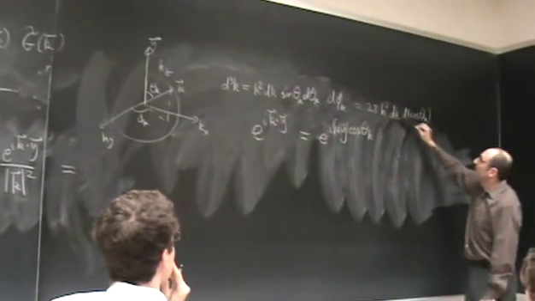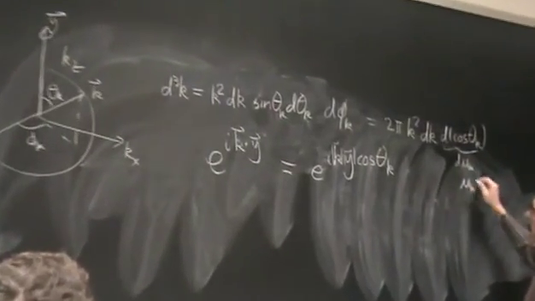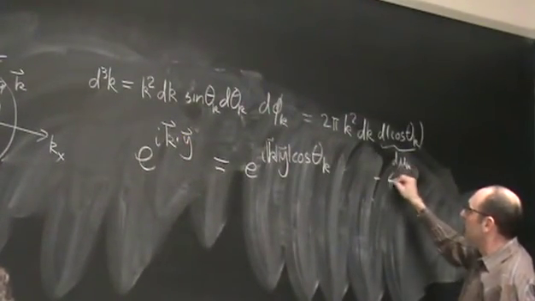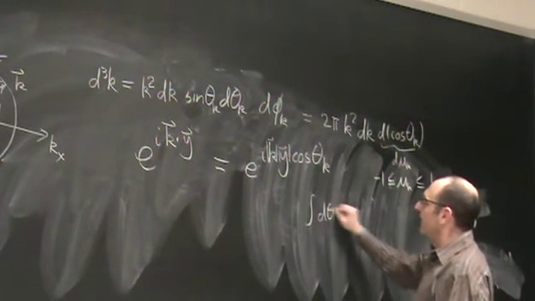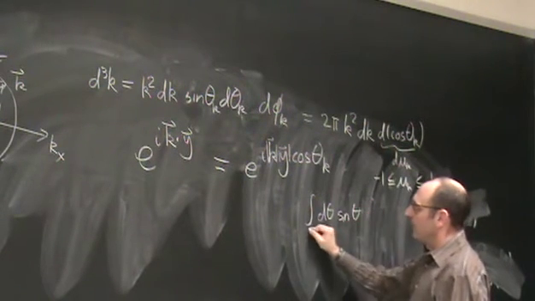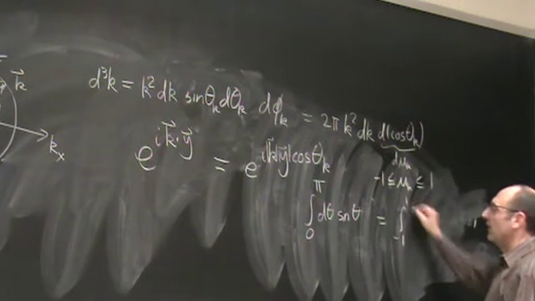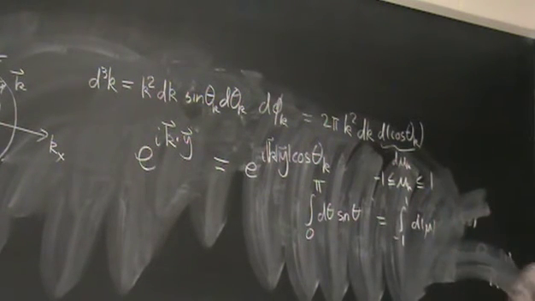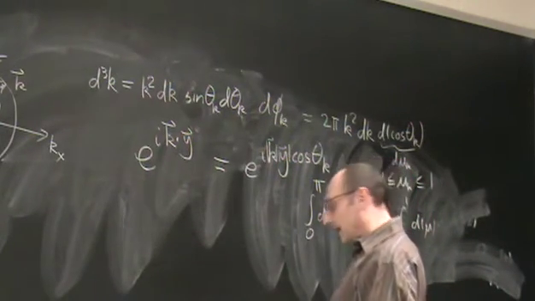So this d cosine theta we call d mu, where theta goes from 0 to pi, so mu goes from 1 to minus 1. But if I go from minus 1 to 1, then I've switched the integral. So the integral of d theta sine theta from 0 to pi is the integral from minus 1 to 1 of d mu, because the minus sign flips the limits. All right, so with that said, what do we got?